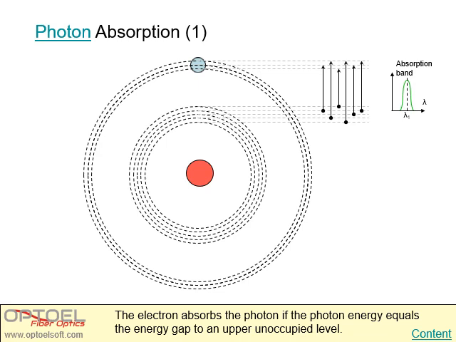As a result, there are small variations of the energy difference E1 minus E0, and thus, the electron can absorb photons within a range of wavelengths, named absorption band. It is important to remember that the photon will be absorbed by the electron only if the photon energy is within the absorption band. If not, the photon will travel undisturbed by the electron.